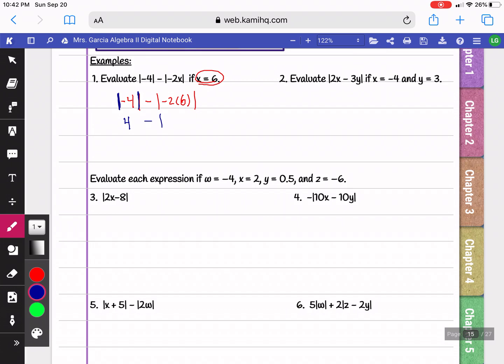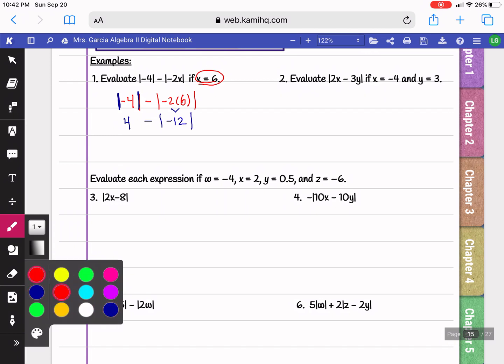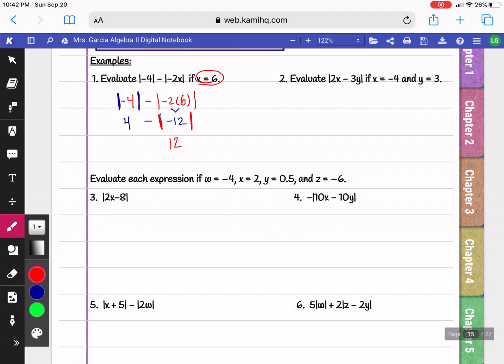Here, I need to simplify before I take absolute value. So -2 times 6 is -12. Now, if you take the absolute value of -12, it becomes +12. So my problem becomes 4 minus 12, which equals -8.